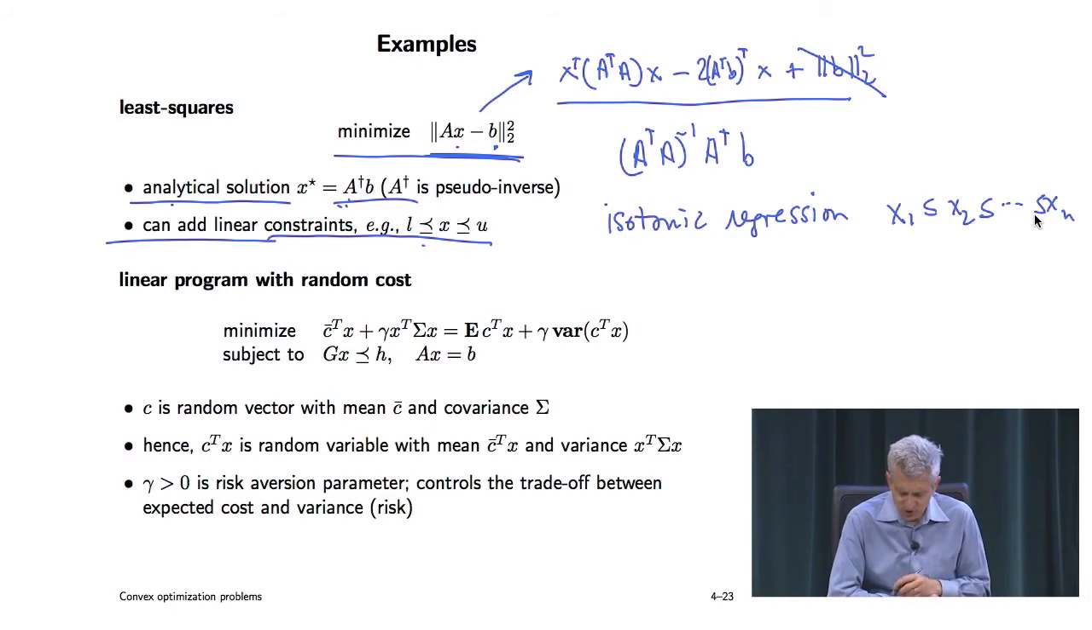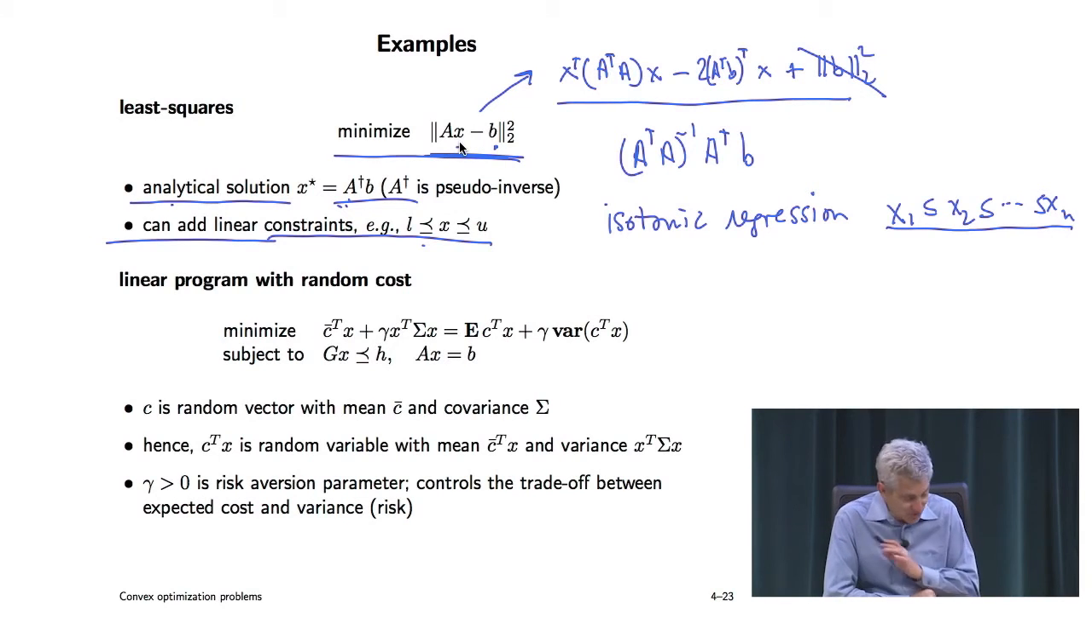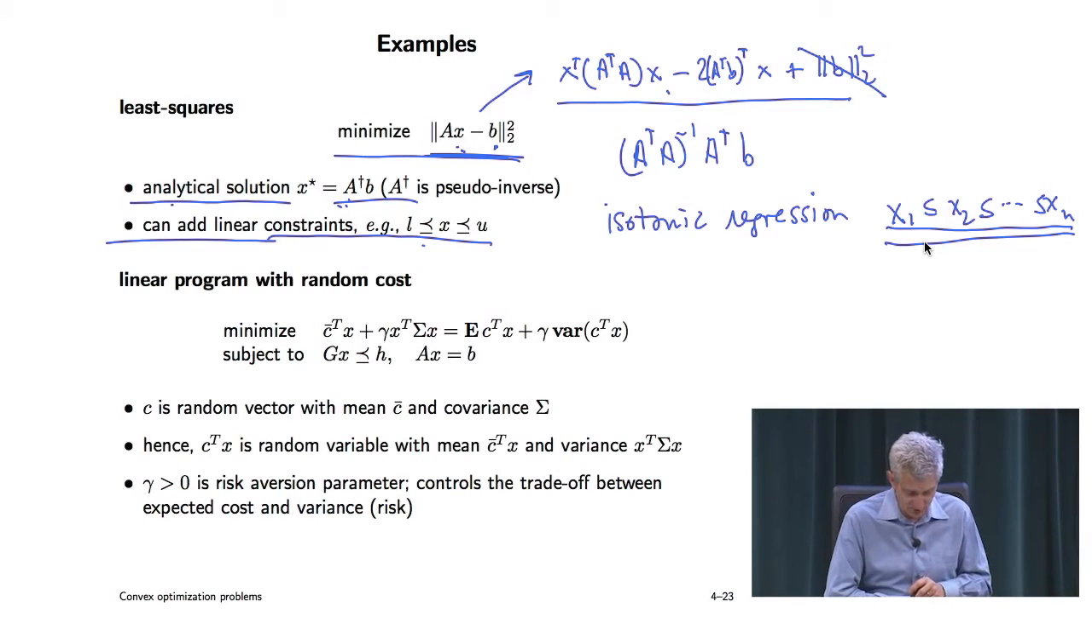All right, there's no analytical solution for the best x that increases, but which minimizes norm Ax minus b squared. There's no analytical solution to that, but you can solve this by a QP. It's a very simple QP, right? This says minimize this quadratic objective, subject to a set of n minus 1 linear inequality constraints, things like x1 minus x2 is less than or equal to 0.